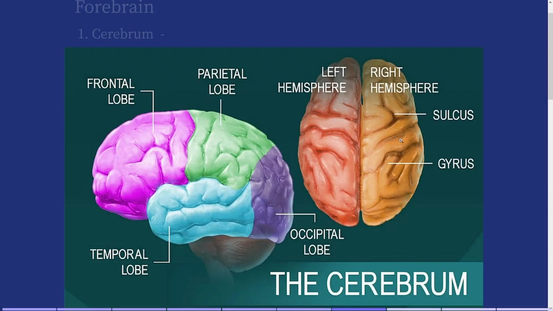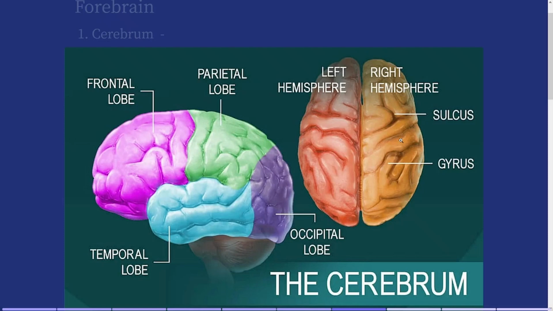Now you have to remember that the right hemisphere controls the left part of the body, and the left hemisphere controls the right part of the body. The right hemisphere is involved in creative and abstract thinking. The left hemisphere is involved in rational and logical thinking. The right and left hemispheres are connected to each other through a fibrous tract called corpus callosum.